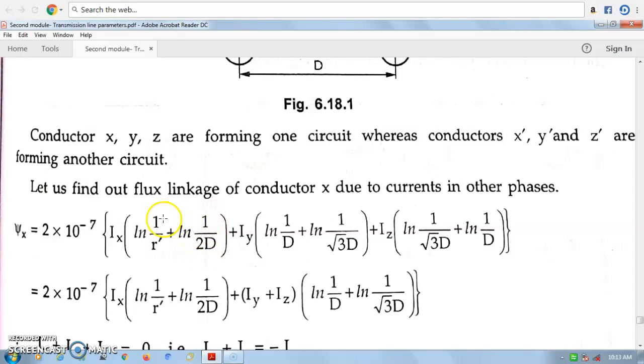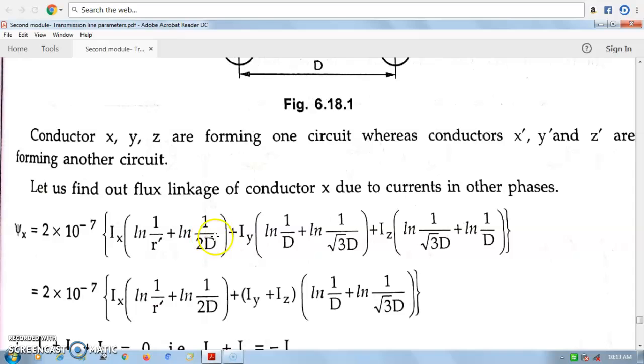This is the x conductor, this is the y conductor, and this is the z conductor. Here it is a double circuit, therefore there are two equations in a bracket. For the double circuit, there are 2 equations for x, 2 for y, and 2 for z. We have to take Ix current common, Iy current and Iz current common here.